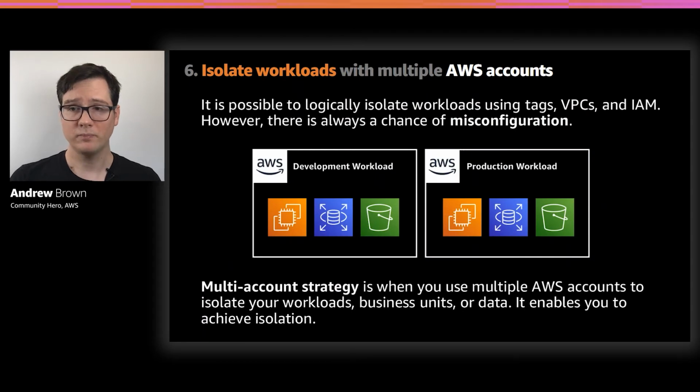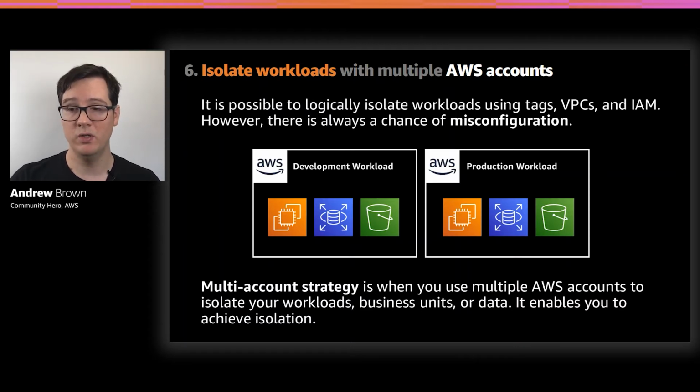All right. One thing that's really important is isolation. If you isolate your workloads, you're going to have a reduced blast radius. And there's a lot of different ways of doing isolation. You have tags, VPCs. You can use IAM to do that. But these aren't an absolute guarantee of isolation, because they can still be misconfigured. Developers can go in and change these values. So if you want a guarantee of isolation, you want to be using multiple AWS accounts, okay?